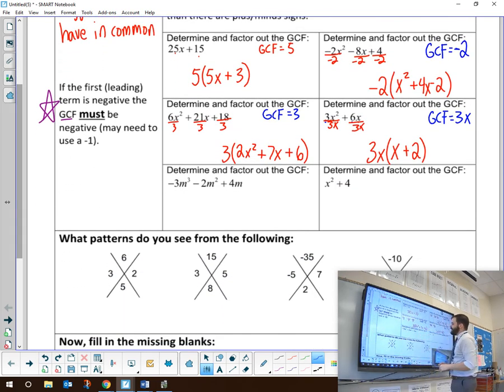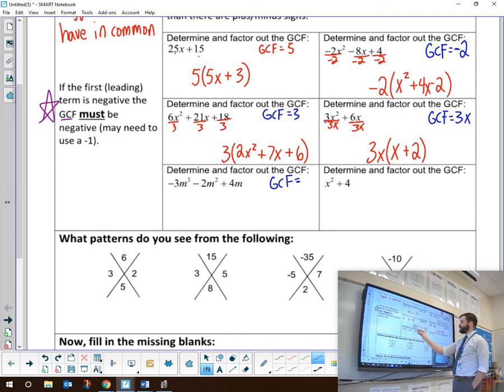Here we have negative 3m cubed minus 2m squared plus 4m, and we're thinking, what's the GCF here? But we also have to remember, if my leading term is negative, I must factor out that negative. We cannot leave a leading term negative. So my GCF on this one is going to be, they don't have any numbers in common. 3, 2, and 4, there's nothing that goes into all three of those other than 1.